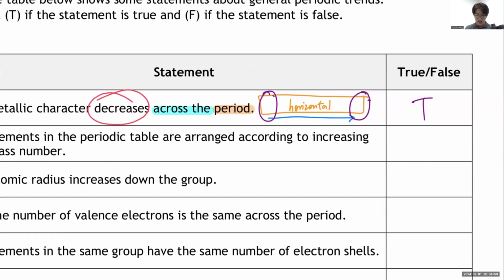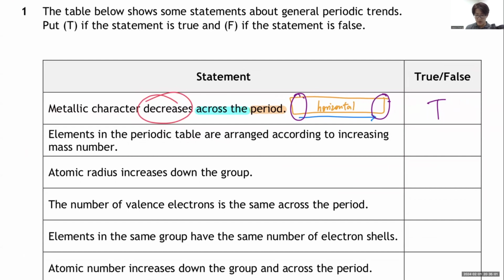Okay. Are they arranged according to increasing mass number? Is this the thing that governs their arrangement? It is not. What is it instead? It is the proton number.